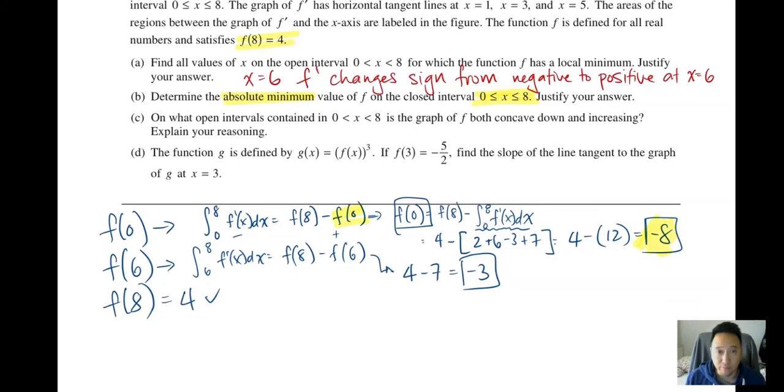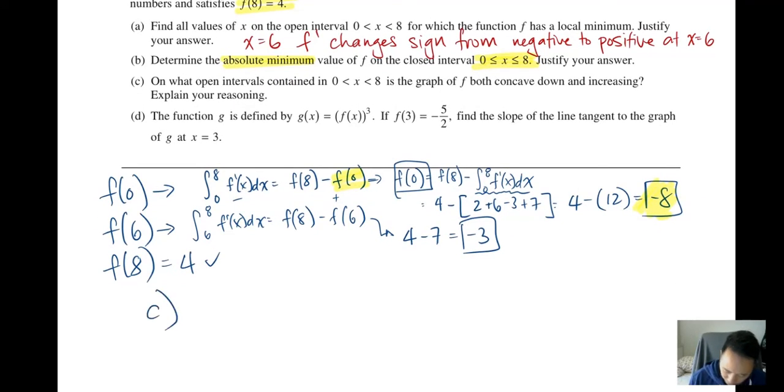Part C, or letter C. On what open intervals is the graph of f both concave down and decreasing? Okay, so if it's concave down, let's see here. Concave down would mean my slope has to be decreasing. Right, so this right here is a decreasing slope. Now it doesn't matter if it's positive or negative slope. It's just got to show that it's decreasing.